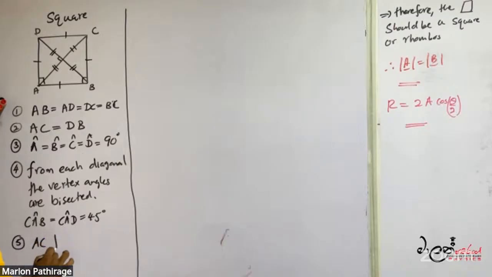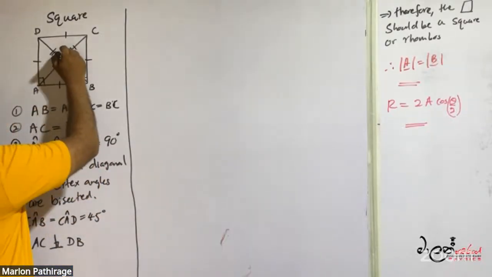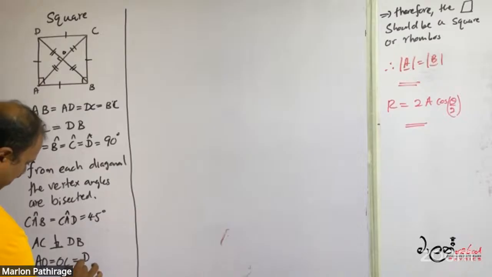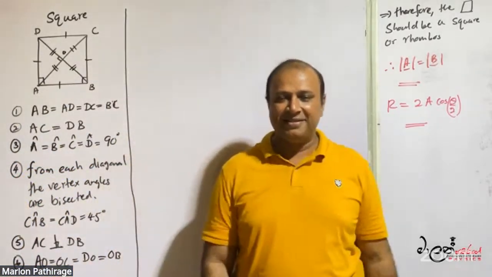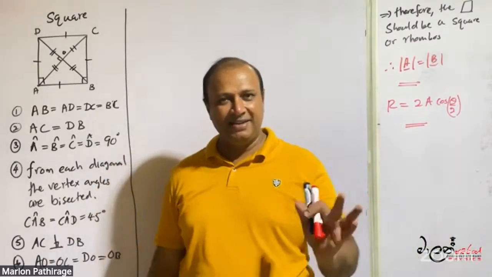AC is perpendicular to DB. AO equals OC, and DO equals OB. So AO equals OC equals DO equals OB. Is that clear? Those are some properties of a square.